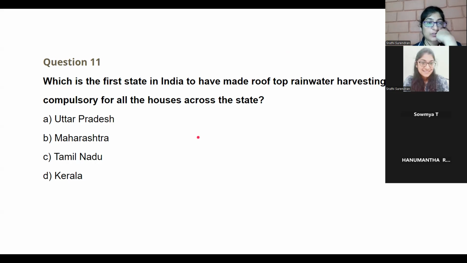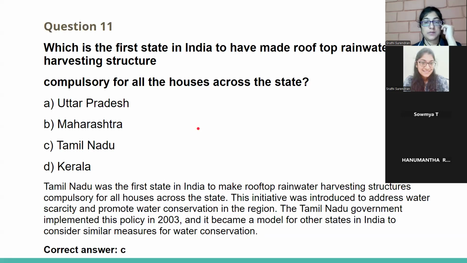Okay, so it's Tamil Nadu, implemented in 2003, and hence on, all the houses require a rooftop rainwater harvesting system compulsorily when a new house is being constructed.